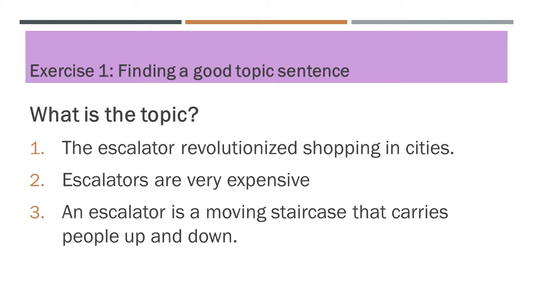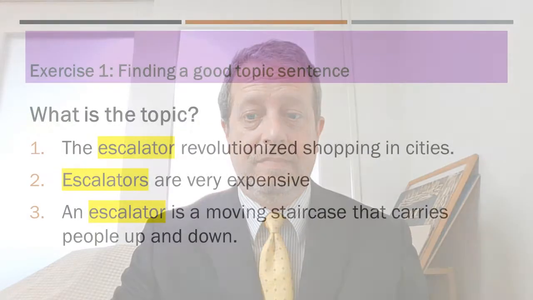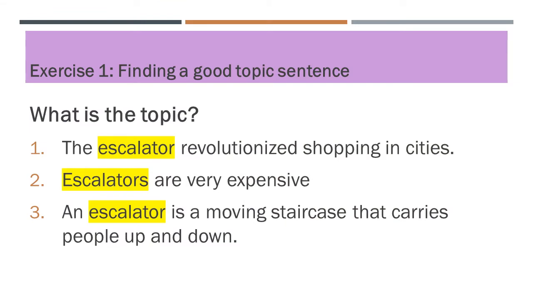Number 1 says, the escalator revolutionized shopping in cities. Number 2, escalators are very expensive. Number 3, an escalator is a moving staircase that carries people up and down. Okay, take a moment, you can pause the video, and once you've decided, unpause and decide which one is the topic of the sentence. Okay, so for these 3 sentences, the topic is escalators. All 3 sentences are about escalators. That is the topic.